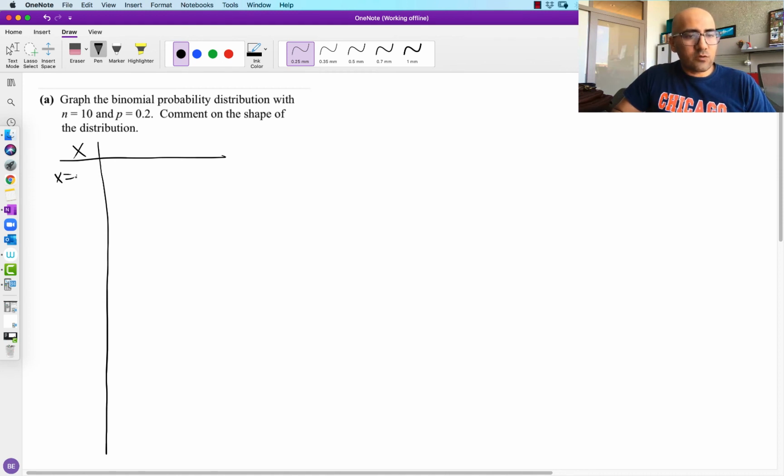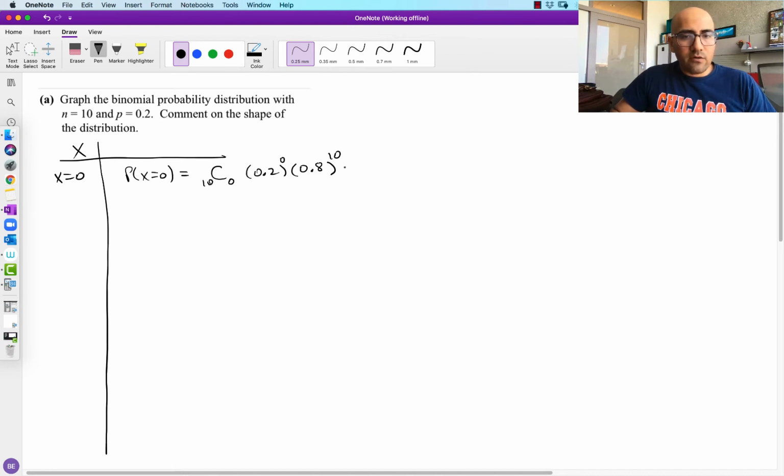So then x equals 0, for example, and the probability that x equals 0, just to do a quick recap, using our formula would be 10 choose 0, probability of success 0.2 to the power of 0, times the probability of failure, which is its complement, 0.8 to the power of 10, right? Because n equals 10.